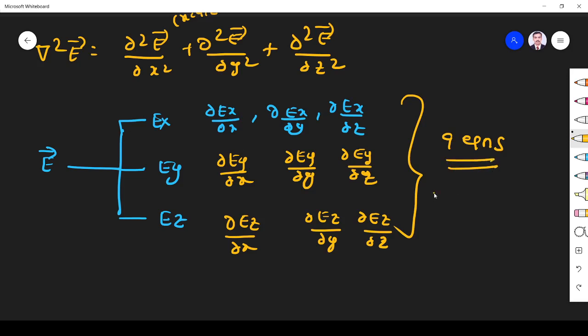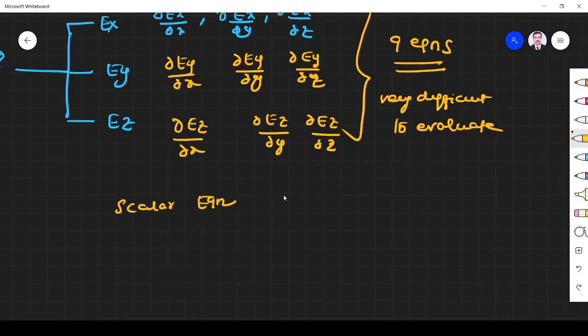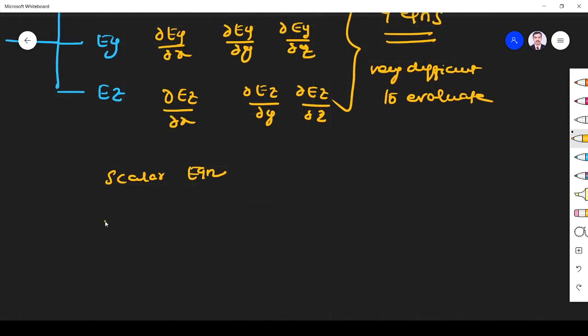So it is very difficult to evaluate at the same time. These equations are complex, because 9 equations are there, so it is very difficult to evaluate. Moreover, this is a vector equation. So for mathematical simplicity, we are going for a scalar equation. How are we going to write it? We have to make some assumptions. What are the assumptions we are making?